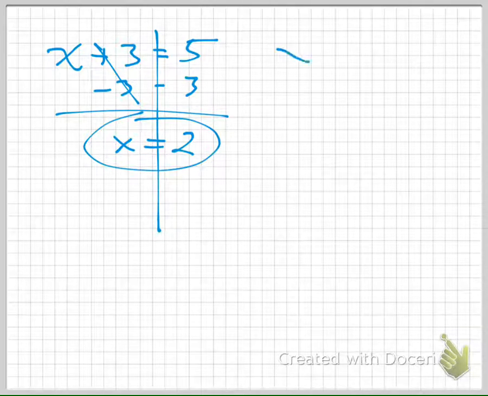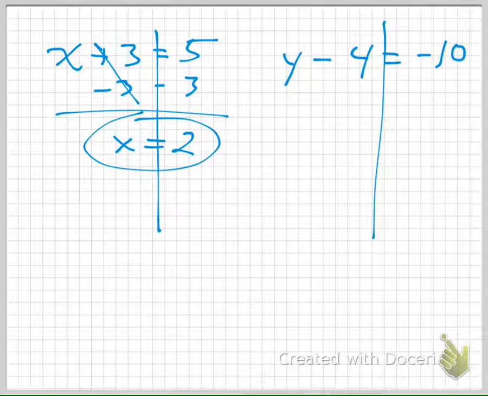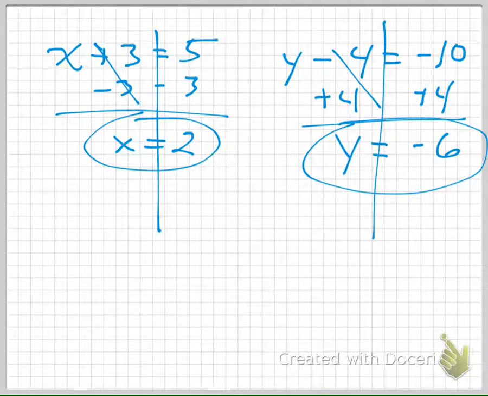Okay, what about this one? We'll do y minus 4 equals negative 10. Line down the equal sign. Is the y happy? No, he's not alone. There's a negative 4 with him. How do I get rid of that negative 4? Plus 4, plus 4. Got to be careful here. Y equals negative 10 plus 4, negative 6. You've got to be able to do that kind of quick, right? Negative 6. Easy. So you know how to add and subtract to solve equations.